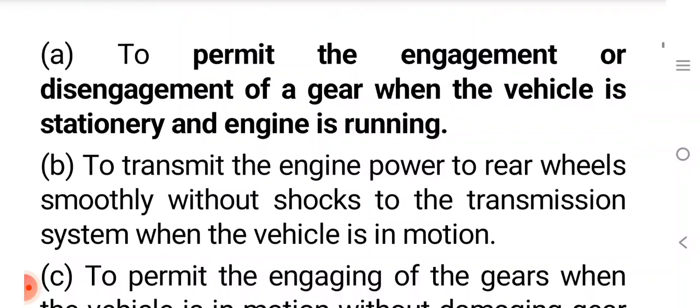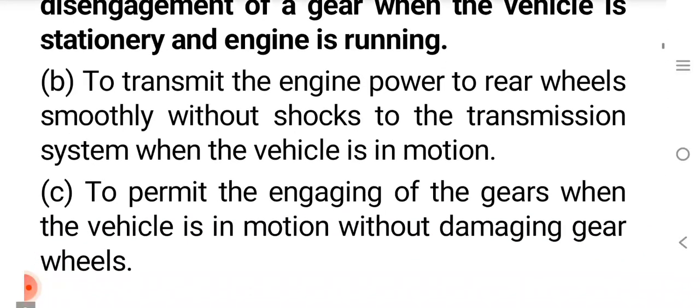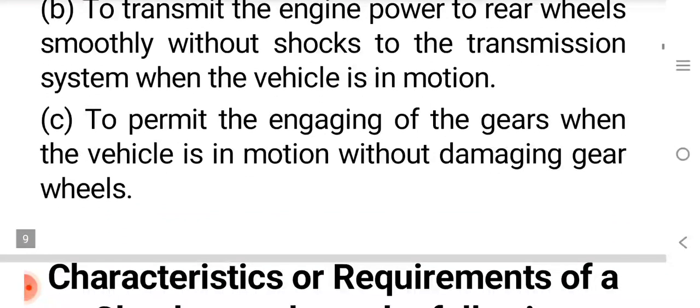Functions of the clutch. These are the functions of the clutch: to permit the engagement or disengagement of a gear when the vehicle is stationary and the engine is running; to transmit the engine power to the rear wheels smoothly without shocks to the transmission system when the vehicle is in motion; to permit the engaging of the gears when the vehicle is in motion without damaging the gear wheels.